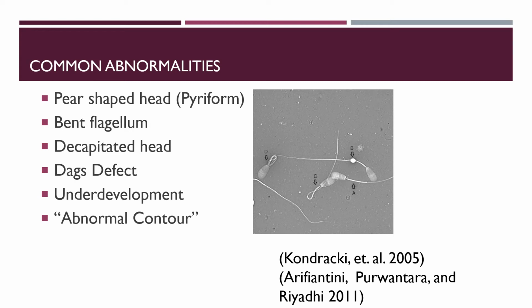Sperm cells can also just be generally underdeveloped. These cells will be small, they won't quite look right, they won't be mature, and they will not be able to fertilize an oocyte.